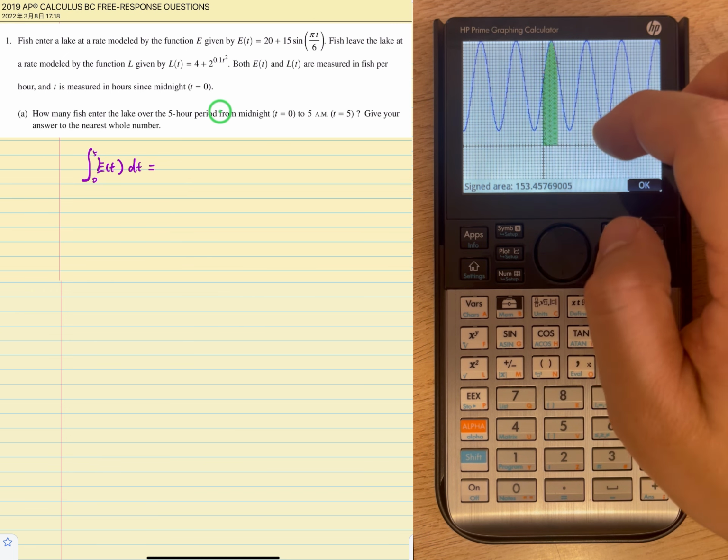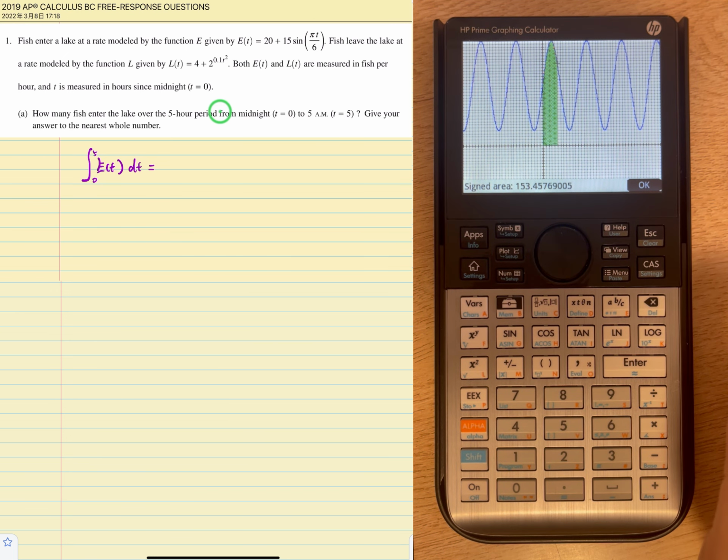From 0 to 5 is 153. So I can take 153. The number is 153 here.